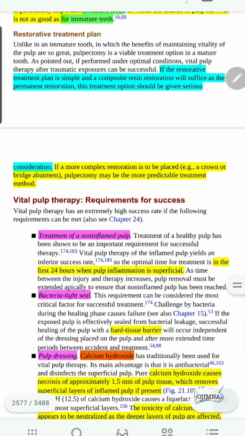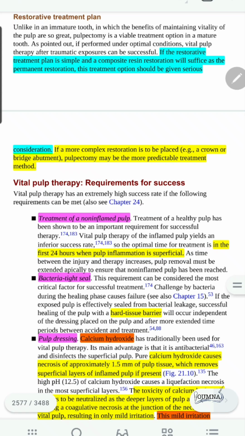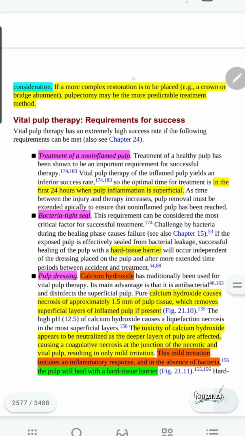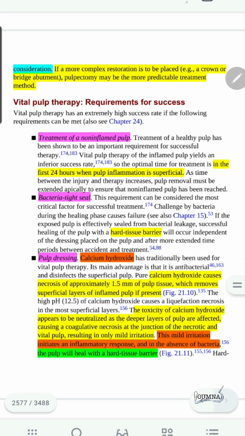We must have a future plan on how we are going to restore this tooth. If you are going to restore it with a composite resin restoration, which means there is a simple loss in the structure of the tooth, we can do the pulpotomy for sure. But if we are going to do a crown or a bridge abutment, pulpectomy is our choice of treatment.